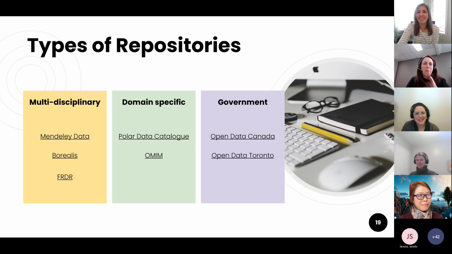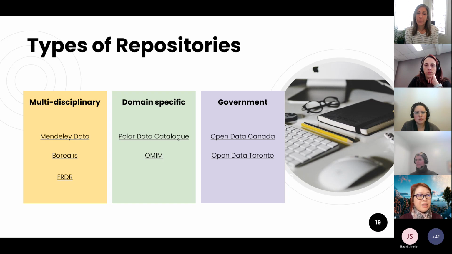So the first type of repository we call multidisciplinary, or sometimes generalist repository. This type often accepts all kinds of data, regardless of your type, format, or discipline. In this category, we often mention Mendeley Data or Borealis.